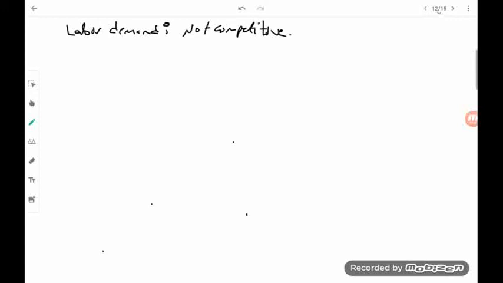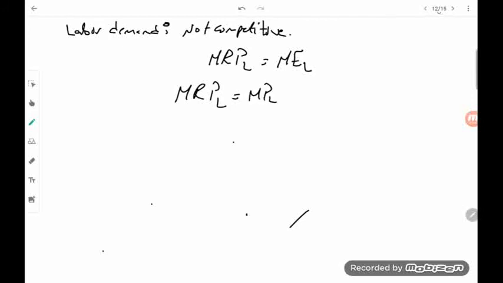As we said before, the profit maximizing condition is when marginal revenue productivity of labor is equivalent to marginal expense of labor. In case of monopoly, marginal revenue productivity of labor equals marginal productivity of labor multiplied by the marginal revenue, as the marginal revenue in case of monopoly is not equivalent to the wage rate, the price of the commodity, and marginal expense of labor is the wage rate.